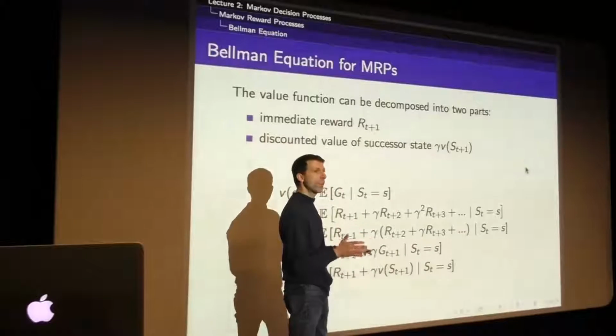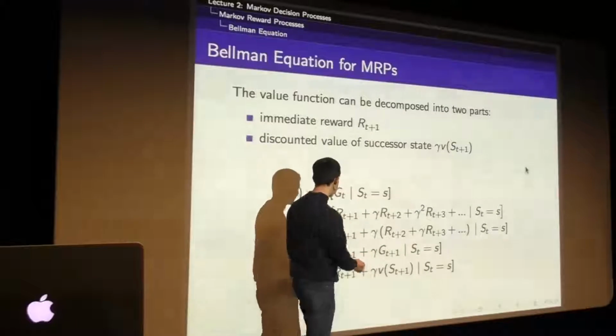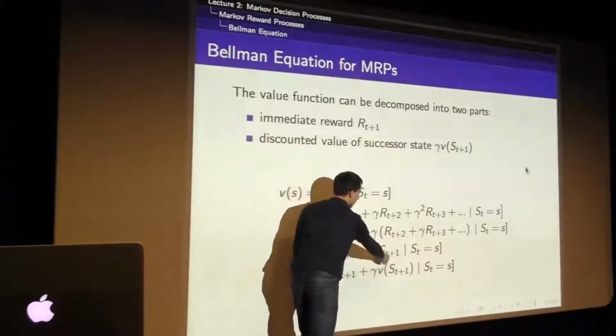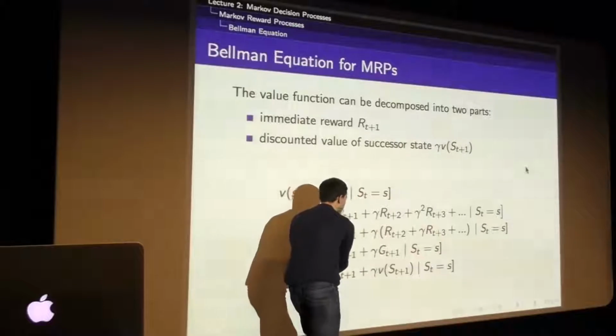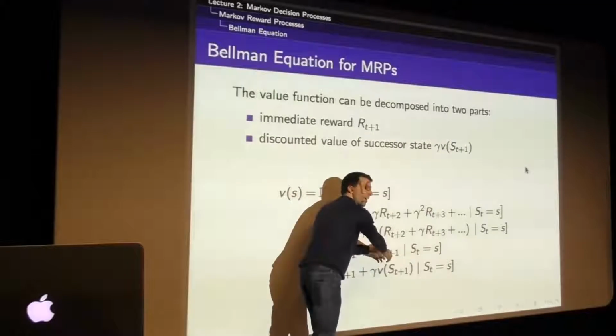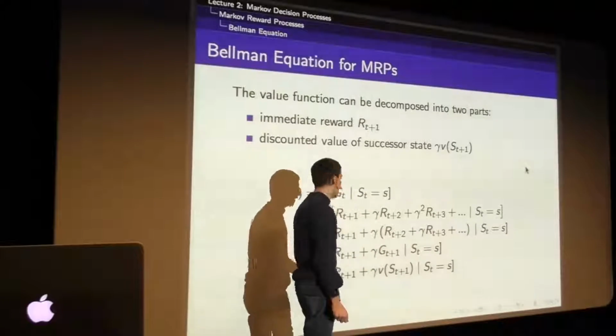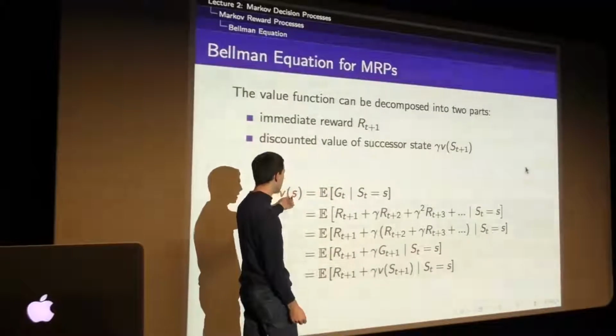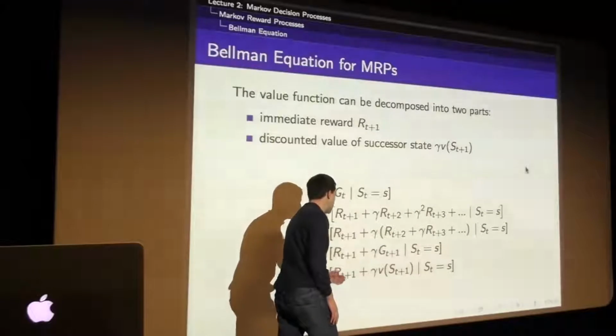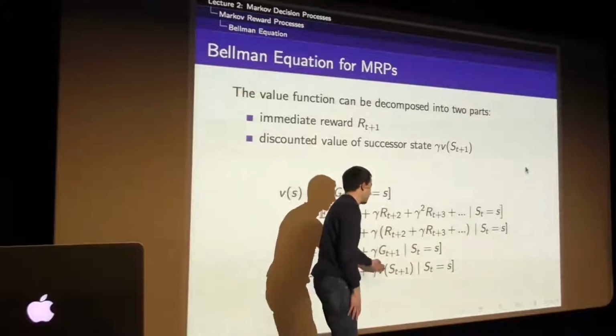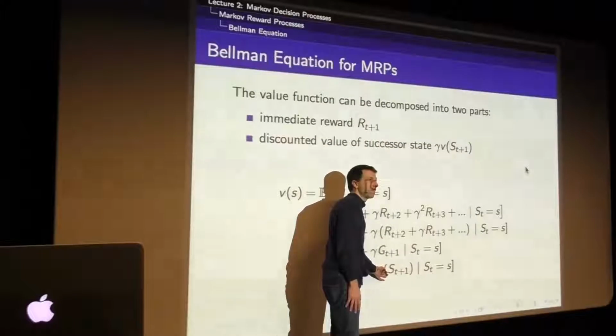And then, by the law of iterated expectations, we can basically say the expectation of this return is the same as the expectation of this return. That's called the law of iterated expectations, which gives us this final line here, which tells us that the value function in state S is equal to the expected immediate reward plus the value function at the next state.